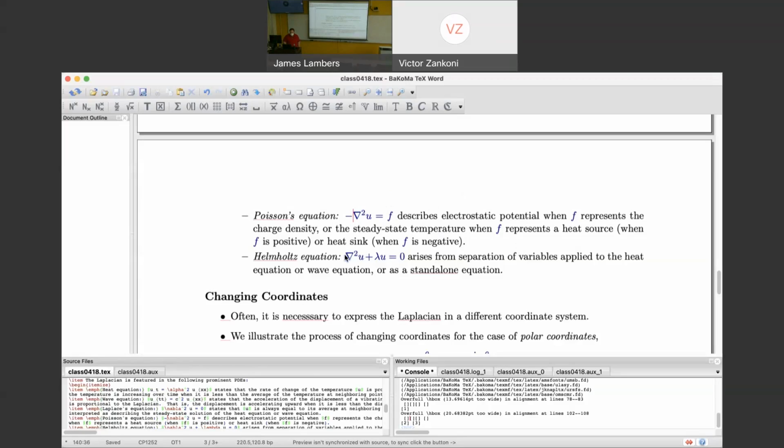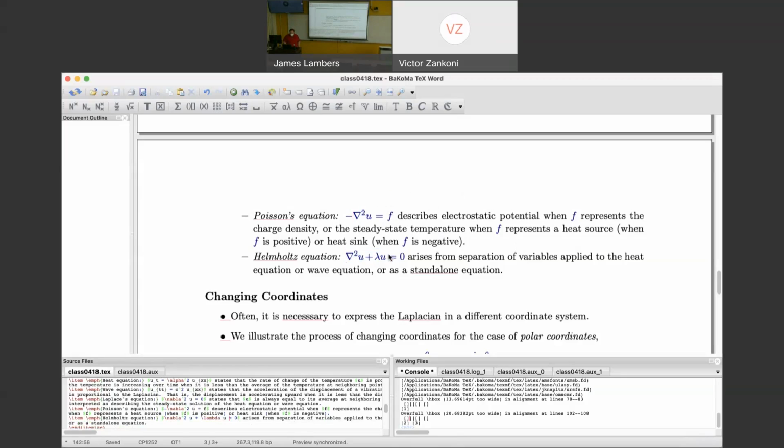The Laplacian comes up in this PDE too that we haven't talked about, the Helmholtz equation. We have seen this come up from separation of variables for time-dependent problems, but the Helmholtz equation by itself is also of interest for certain wave propagation problems.